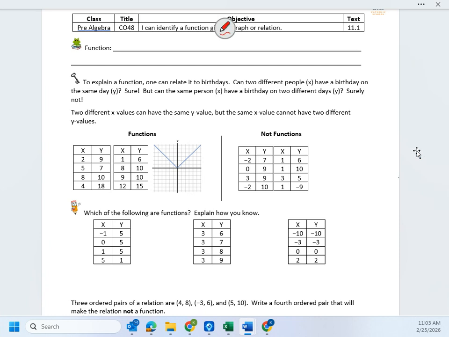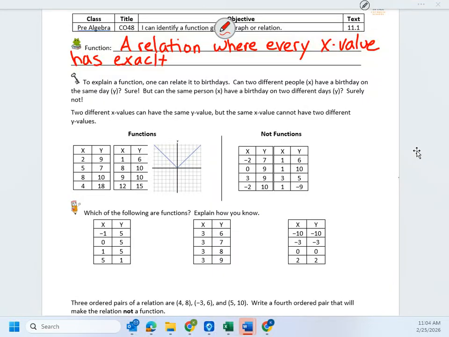A function is a relation where every x value has exactly, oh my goodness, I need to spell exactly, one corresponding y.